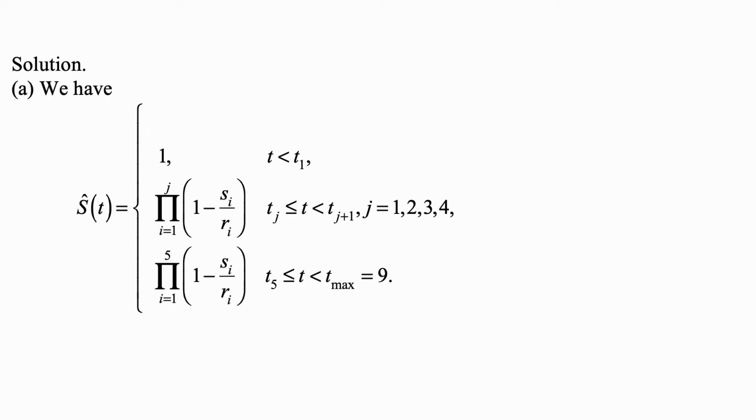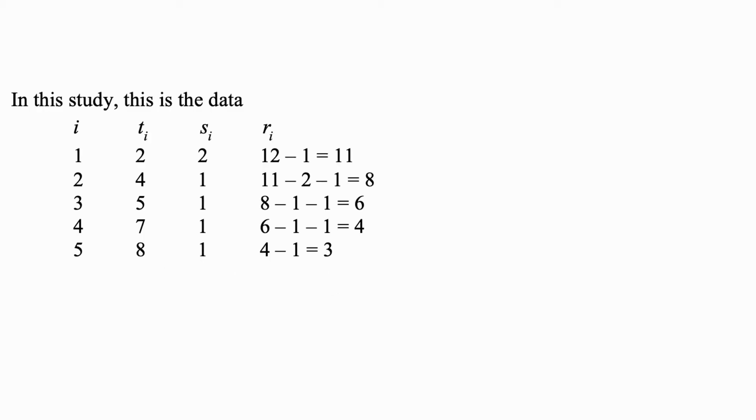For part A, we just write out the standard form of the estimator. It's 1 before we have any observations. Then we get it by multiplying out the expressions of the form 1 minus Si over Ri until we finish the count of all of them to the maximum time. That's the standard form of the Kaplan-Meier estimator. Well, this is the data in this study.